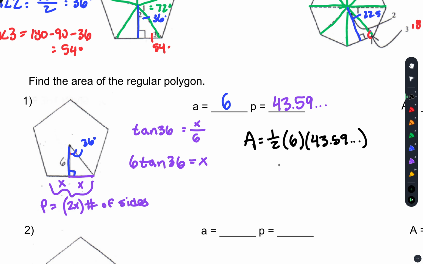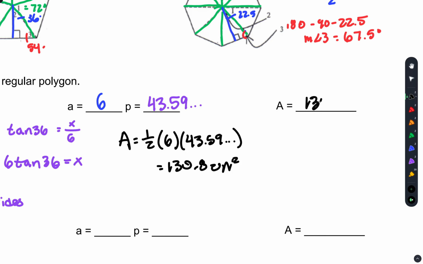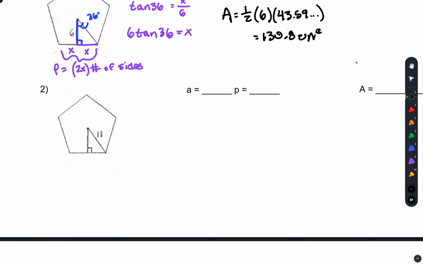Everybody sees how I'm not rounding until the very end? Units squared. Let's put that in here. 130.8 units squared. Very important that we are not rounding. Any questions on that? Especially in that perimeter, because there's so many steps to find the perimeter, you don't want to round over and over and over again. Okay, let's do another one.